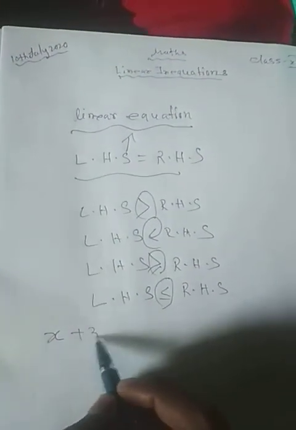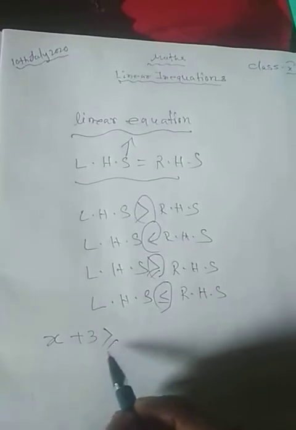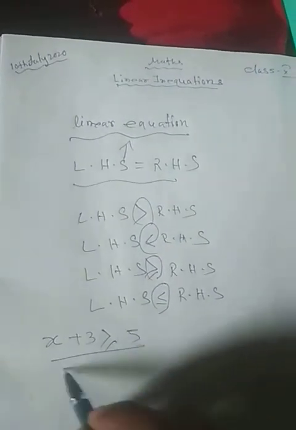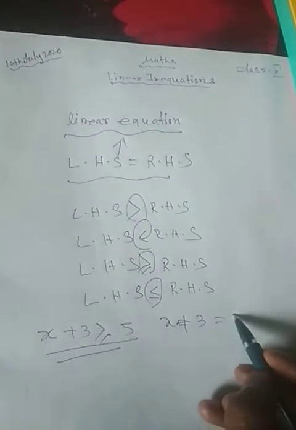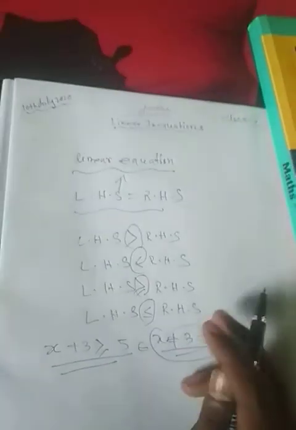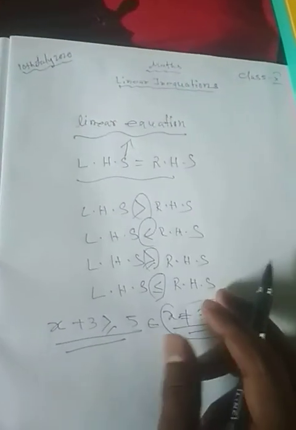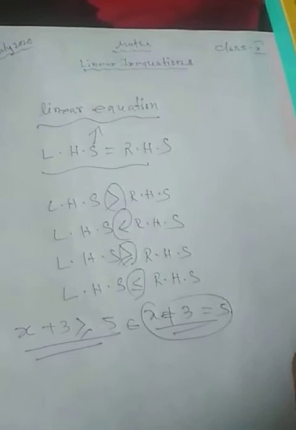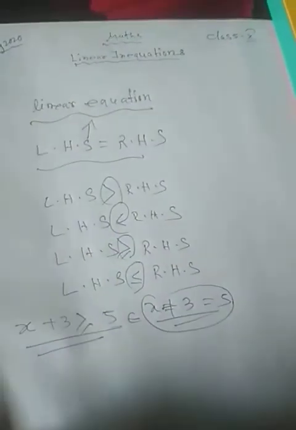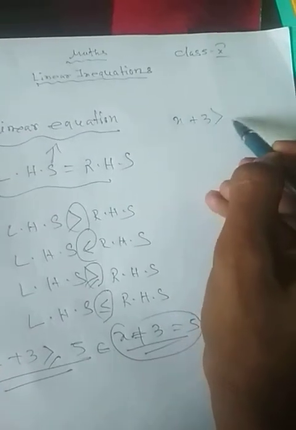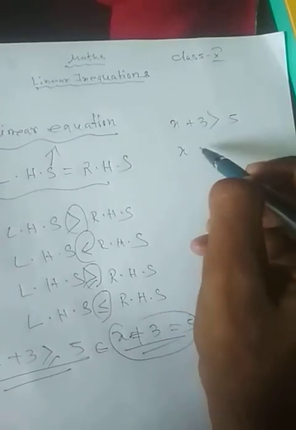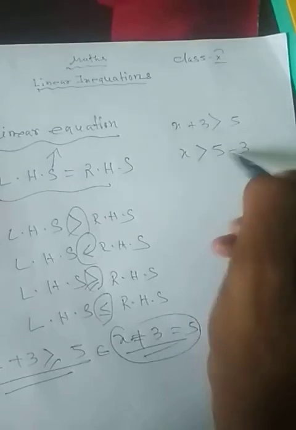That means, if an equation is given, x plus 3 is greater than equal to 5, this is linear inequation. If it is x plus 3 equal to 5, then that is linear equation. That is the difference between linear inequation and linear equation. You have to solve it in the same way as you solve linear equations. Like x plus 3 greater than 5, that is x greater than 5 minus 3.